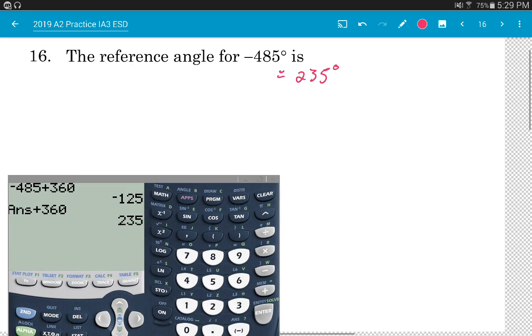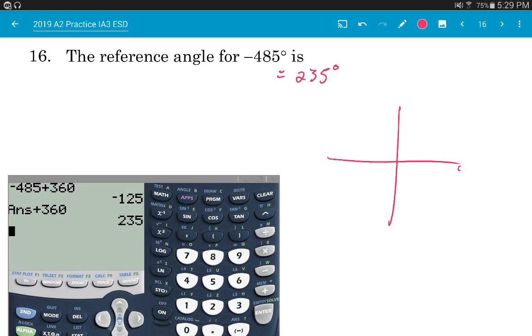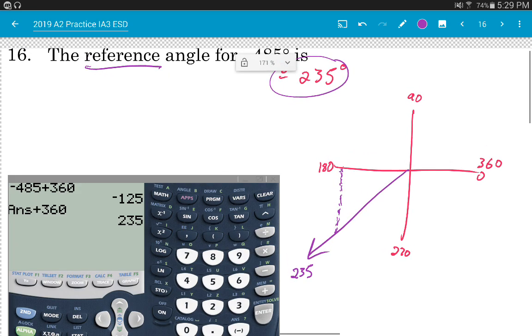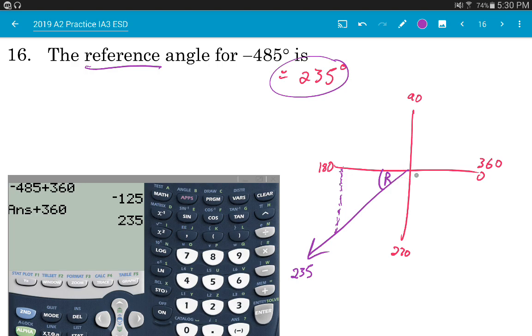Now let's think about where that is going to land. Remember that we have 0, 90, 180, 270, and 360. This angle right here, 235, is going to be in this quadrant. The reference angle is inside the triangle. So how do I get a triangle? Well, I drop a line from the angle to the x-axis, always vertical. That creates a triangle, and the reference angle is this angle in here next to the origin.